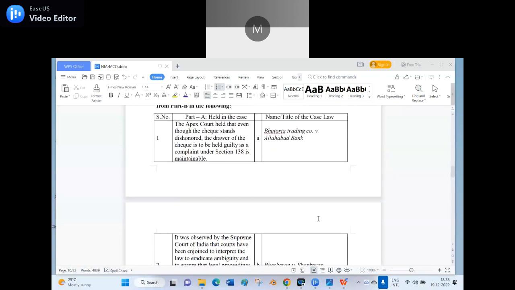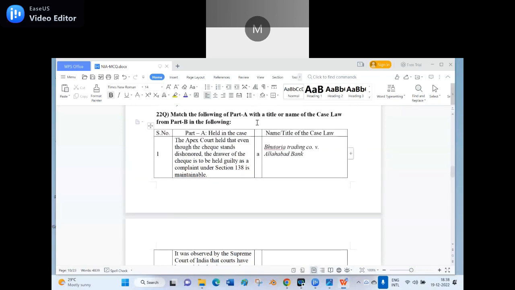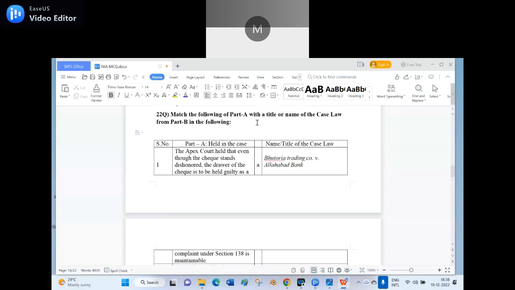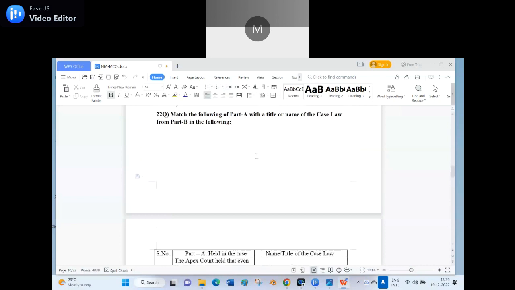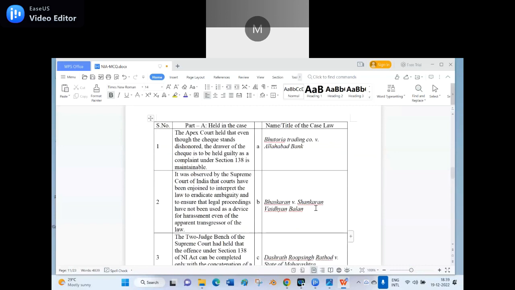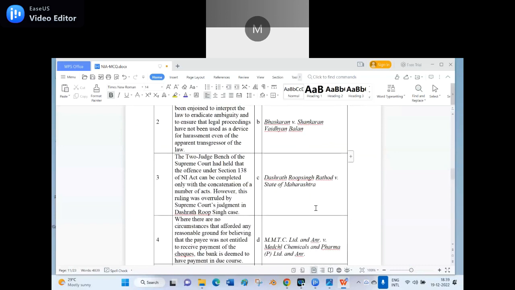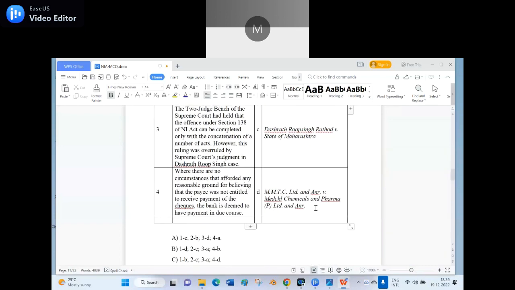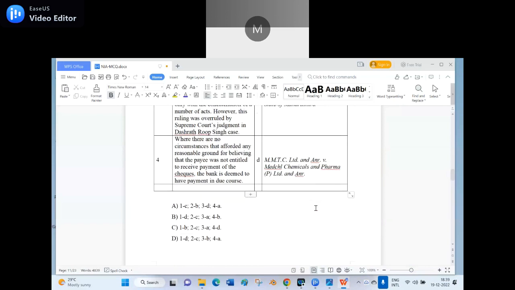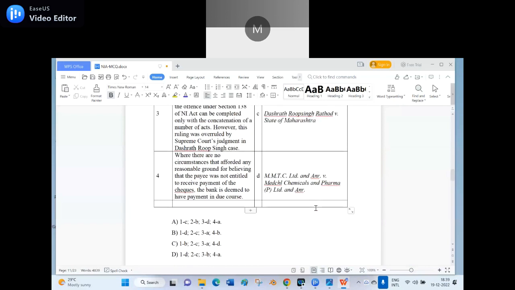I don't think you could see it, so I can drag it to the next page so that you could know it. Yeah, here it is, everything: 1, 2, 3, 4 case laws are there. Now the options I have given are: Option A: 1C, 2B, 3D, 4A. Option B: 1D, 2C, 3A, 4B. Option C: 1B, 2C, 3A, 4D. Option D: 1D, 2C, 3B, 4A.